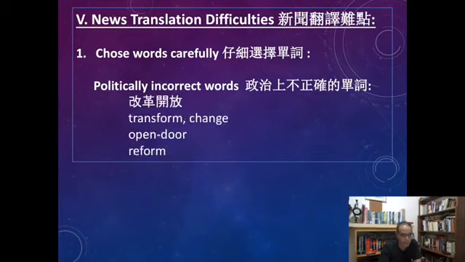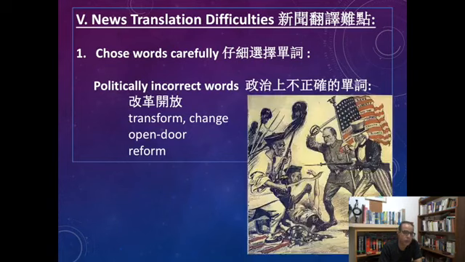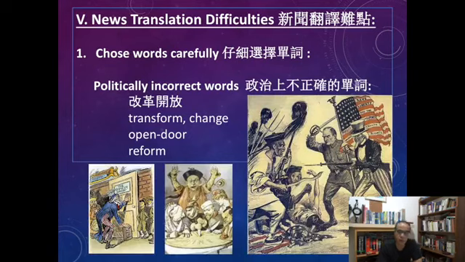For example, another one, 改革开放. 改革开放, at the beginning it was translated as transform or change. Then after that it was translated as open door. Then nowadays it's translated as reform. But this open door, always try to avoid this sensitivity, because open door may remind Chinese people of the open door policy imposed on China in the late 19th century by the West.